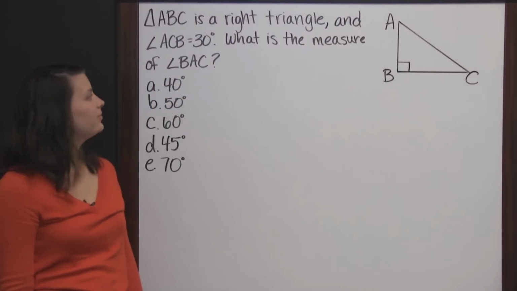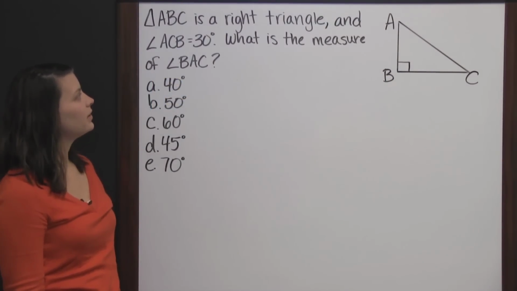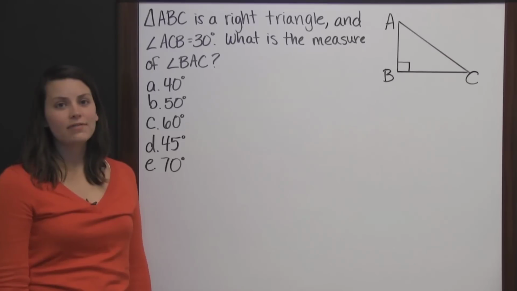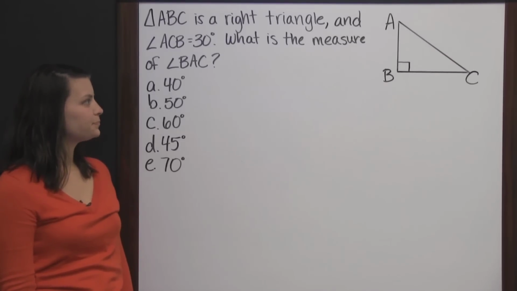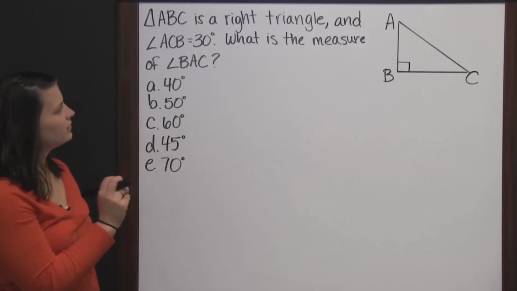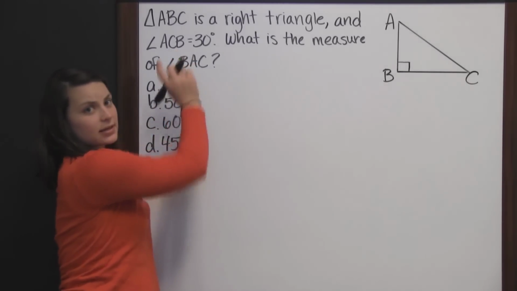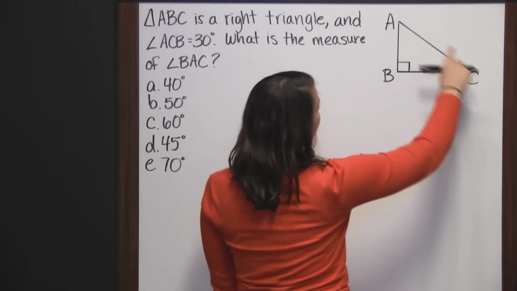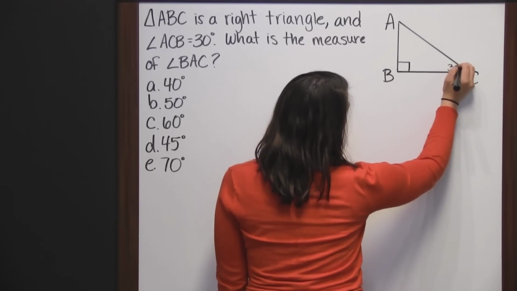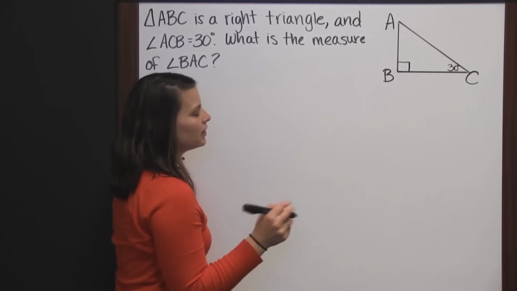Triangle ABC is a right triangle, and angle ACB is 30 degrees. What is the measure of angle BAC? Well, the first thing I want to do is fill in this information, that angle ACB is 30. ACB is this angle right here, and it's 30 degrees.